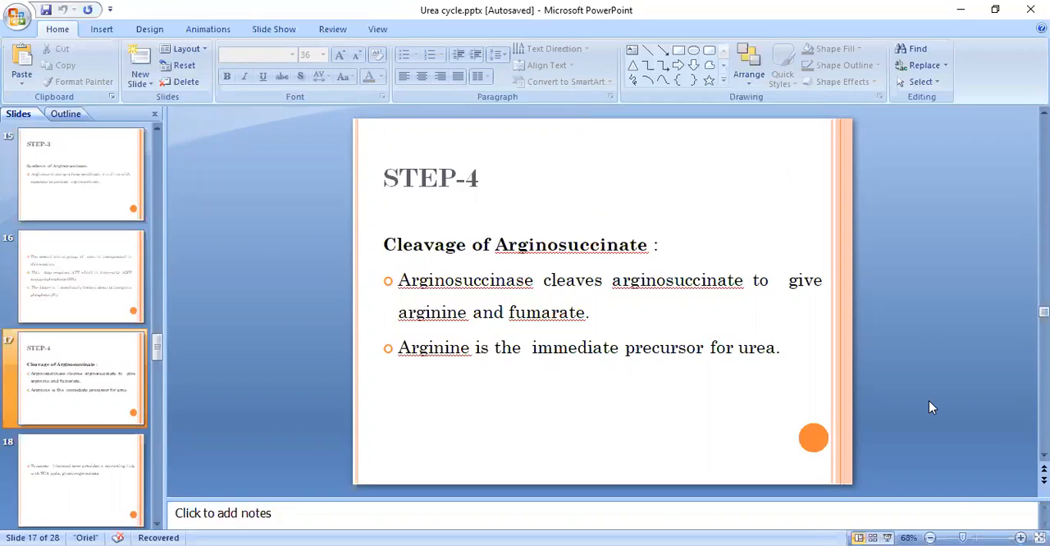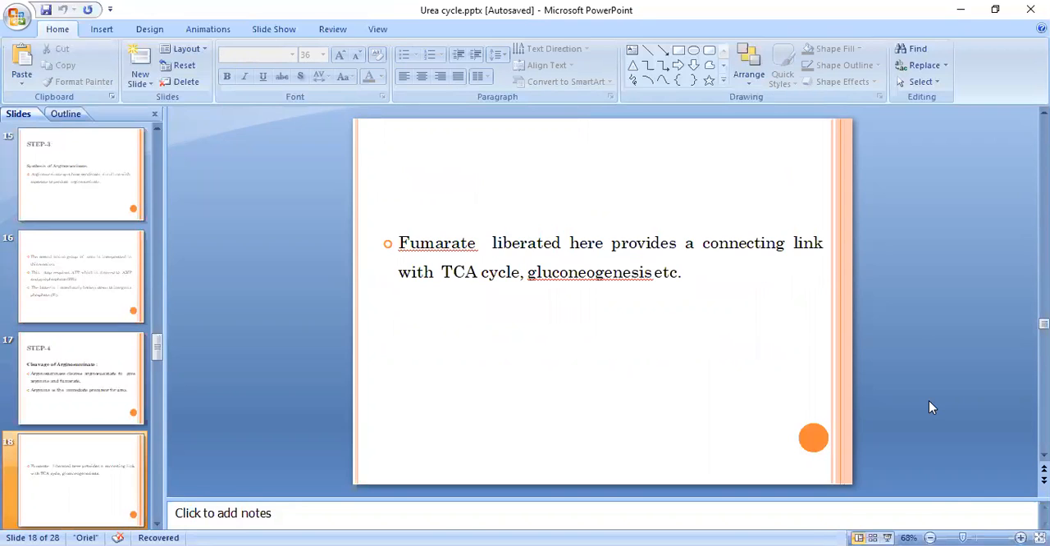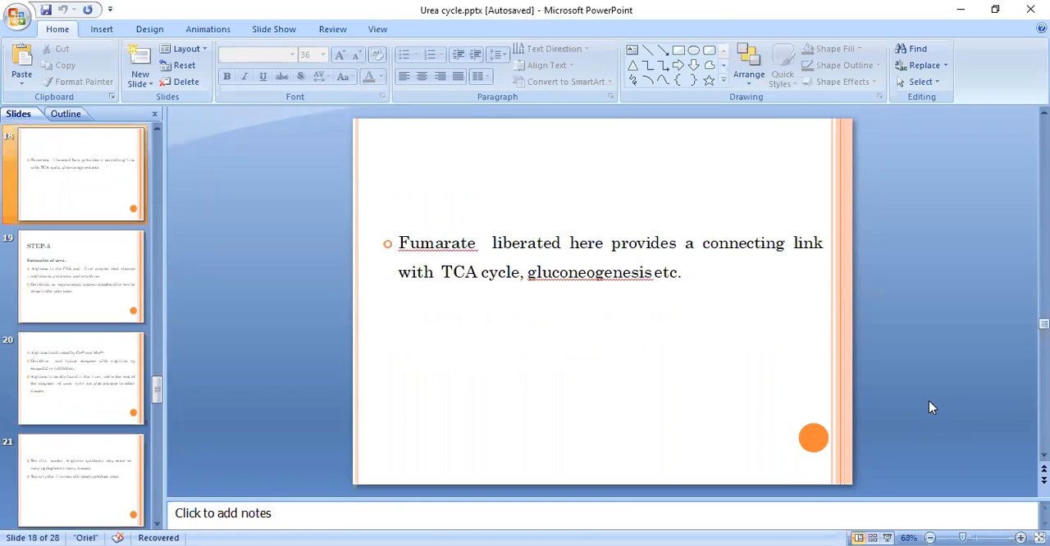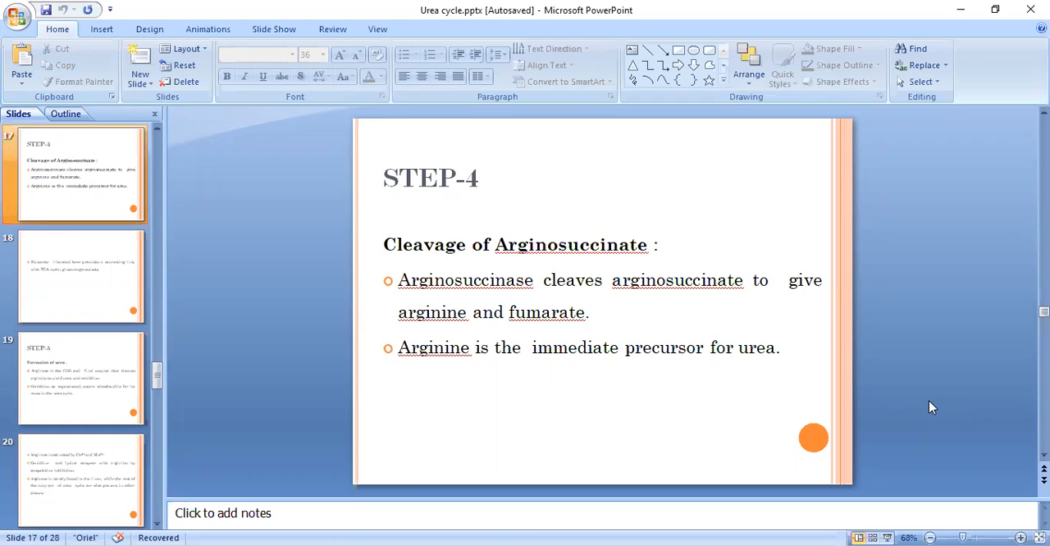this arginine is the immediate precursor for the urea. That means for urea synthesis, this is the immediate precursor. So the reaction will take place in the presence of arginosuccinase enzyme. Now, I was telling you that arginosuccinate is produced in the third step, and now in this fourth step, it is cleaved. On cleavage, it is giving arginine and fumarate. So, this arginine is important for urea formation.